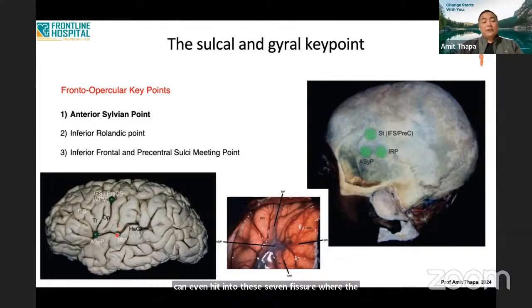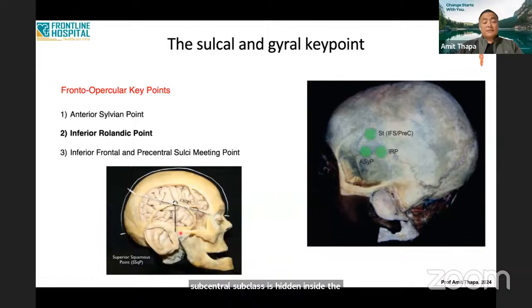So this inferior Rolandic point is actually lying 2 to 4 centimeters above the preauricular depression point. This is a very important point for us to understand, because this is the area where the Heschl's gyrus will be lying. And so any corticotomy over the superior temporal gyrus or the middle temporal gyrus can cause a problem in the patient.